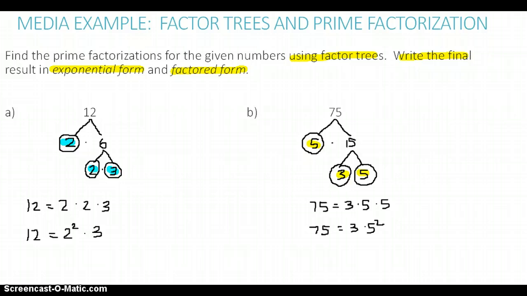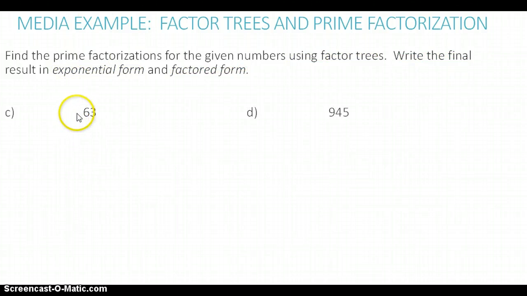Let's try the next two problems. 63. So the first number I think of when I see 63, that's a factor, is 9 and 7. And that's from the multiplication tables. Okay? And if you didn't know that, you could always try dividing.